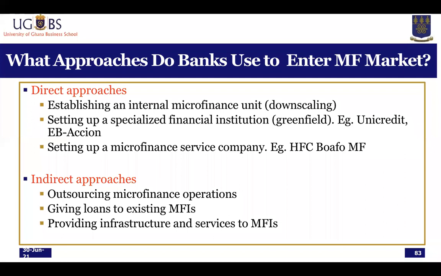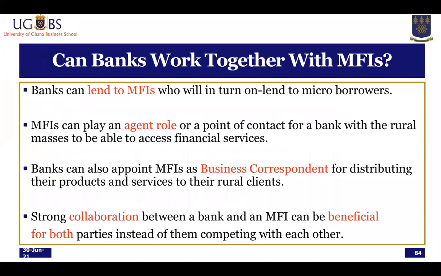Then they have the indirect approaches where they can outsource their microfinance operations to somebody else to do on their behalf, or they give out loans to existing microfinance institutions to onward lend to the poor, or they provide infrastructure and services to microfinance. In some cases, you may write a check on a certain microfinance, but it will go through a certain bank for clearing, because that's the kind of collaboration that they do. So those are some of the elements.